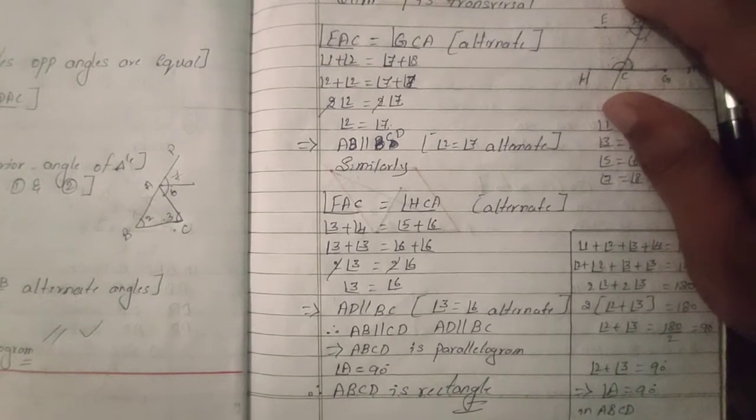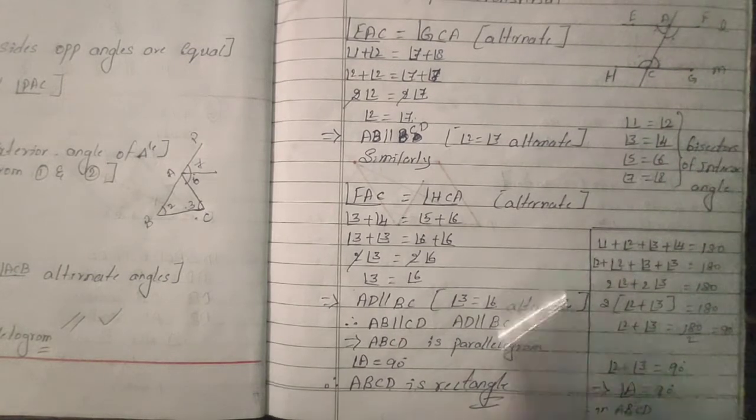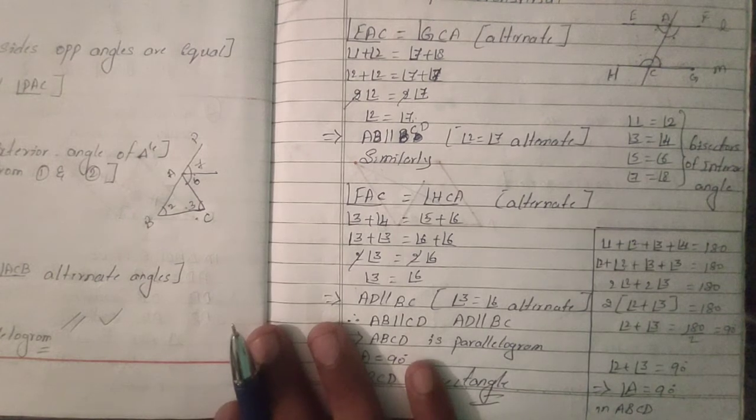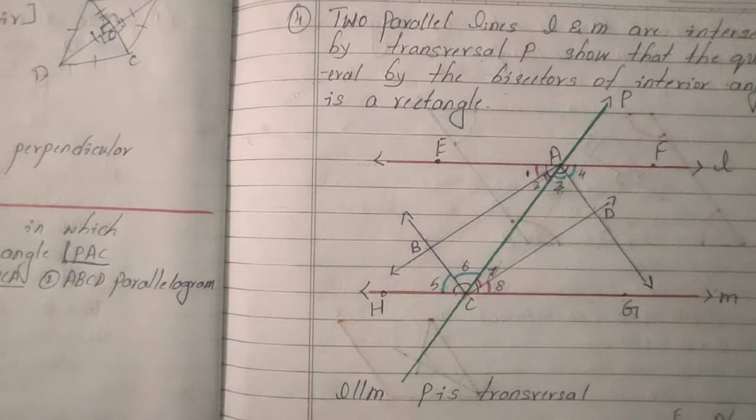Definition of rectangle is nothing but a parallelogram where one angle should be 90. We proved ABCD is a parallelogram, but we should prove one of the angles is 90. So listen carefully.